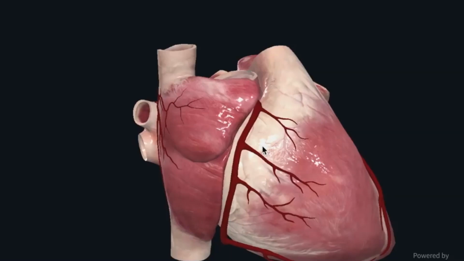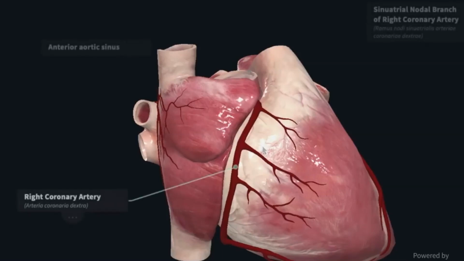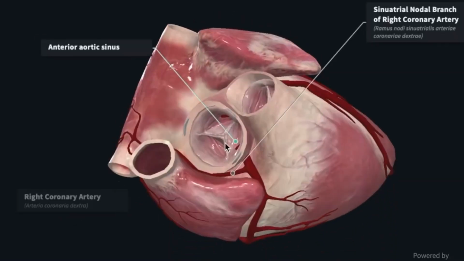The coronary arteries arise from the aortic sinuses at the beginning of the ascending aorta. There are two coronary arteries, a left and a right, which supply their respective sides of the heart, although there is some crossover. The right coronary artery, which we can see here running along the surface of the heart, arises from the anterior aortic sinus, located here within the ascending aorta.